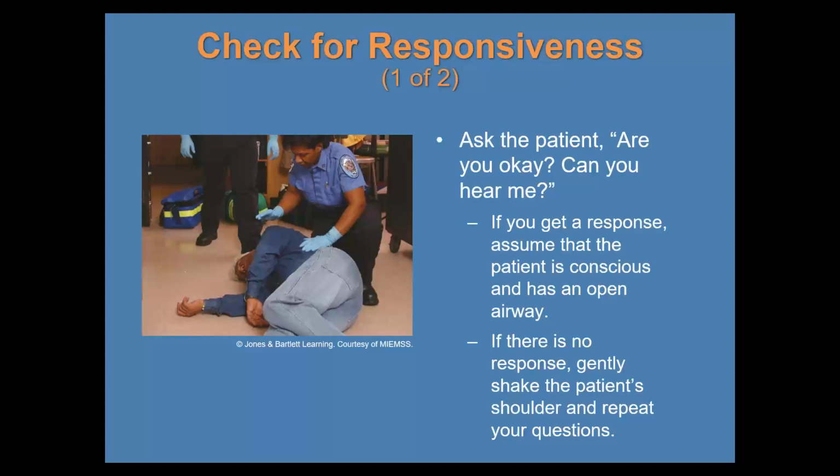So if you get a response, again, assume the patient is conscious and has an open airway. If there's no response, gently shake the patient's shoulder and repeat your question. And that's one of those things where we start to get into level of consciousness. Again, it's another thing we'll talk more about. But the level of consciousness is, are they kind of awake? Or are they all the way awake? Or they're completely unconscious?